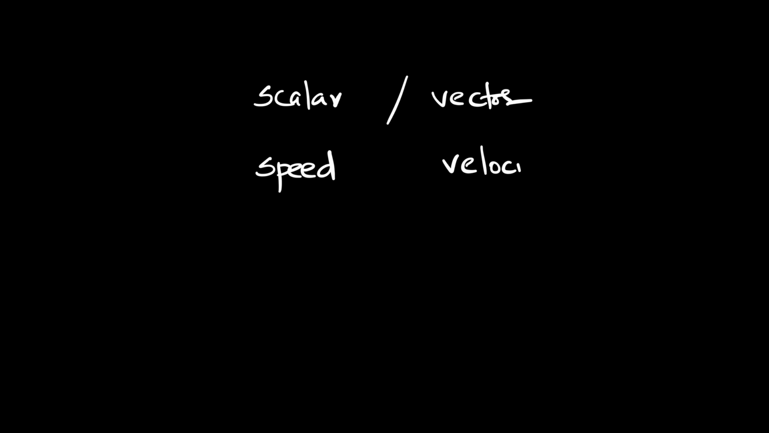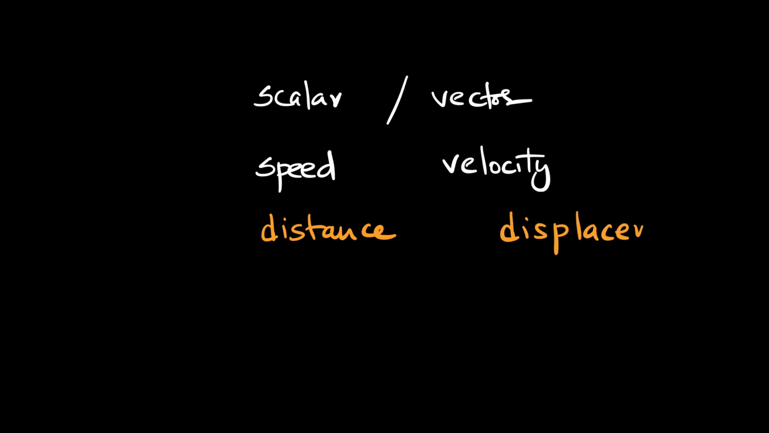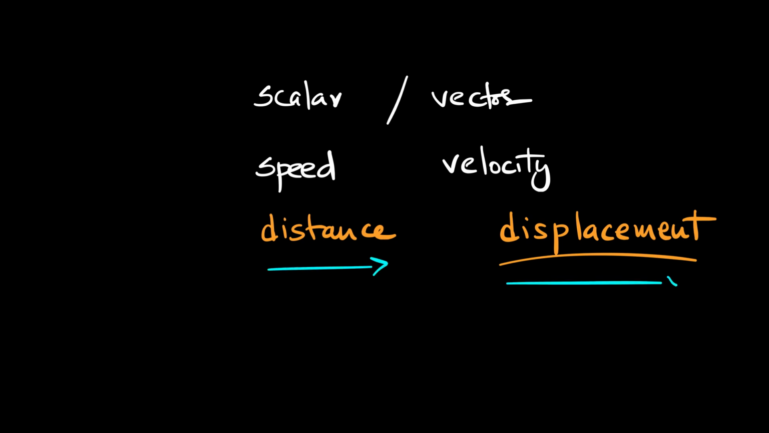So in short, what we have studied in this particular video is the difference between scalar and vector quantity. We came across the idea that speed is a scalar quantity, whereas velocity is a vector quantity. Similarly, distance is another scalar quantity, whereas displacement, which is the distance measured with respect to origin, is a vector quantity. If they both are in the same direction, distance and displacement are the same thing.